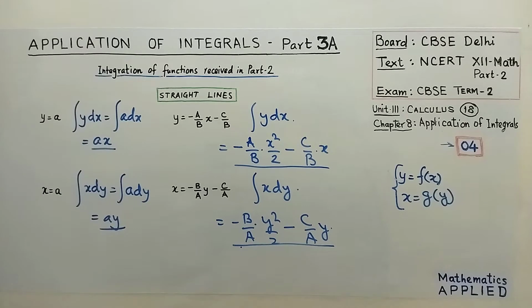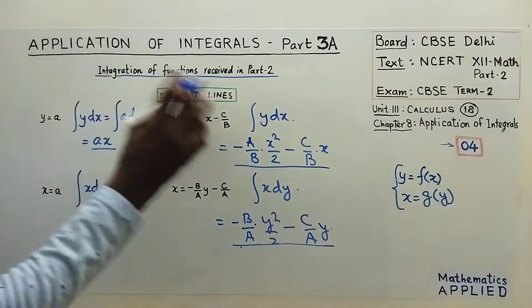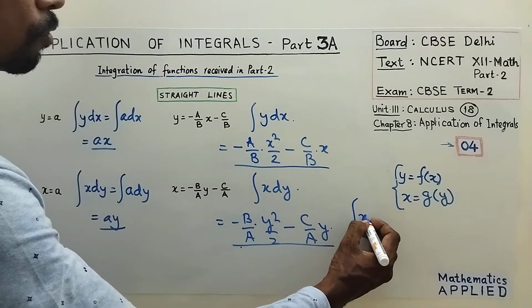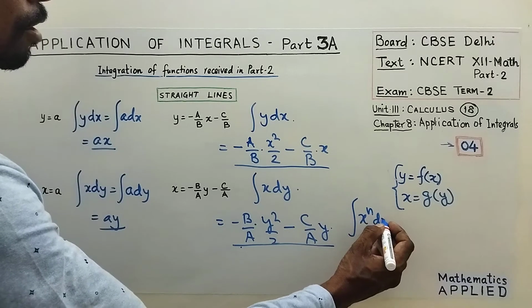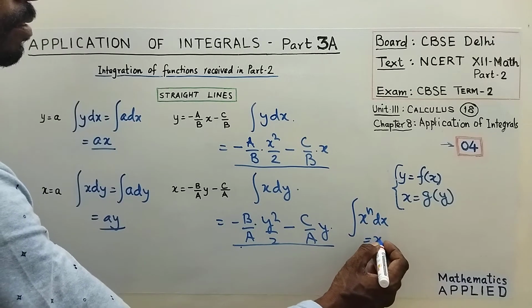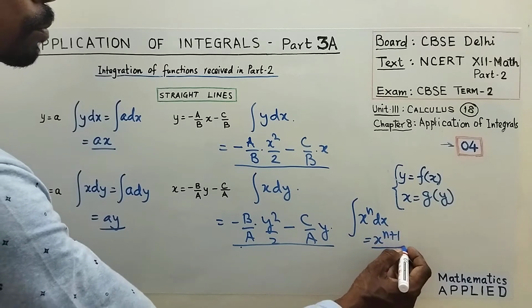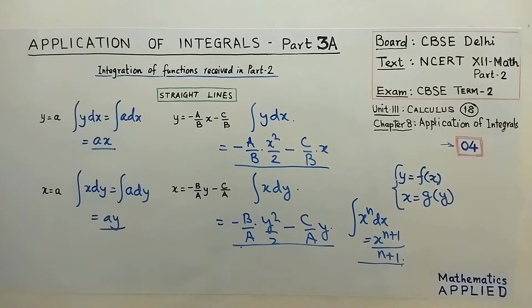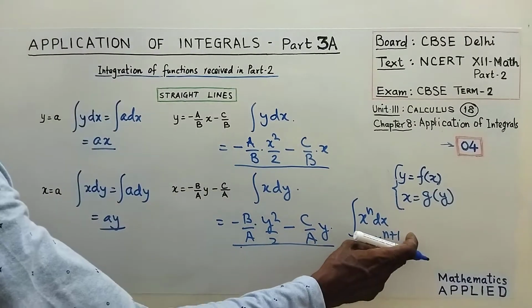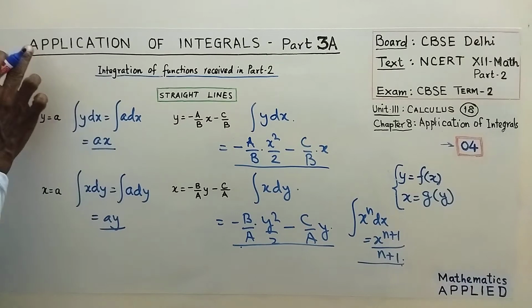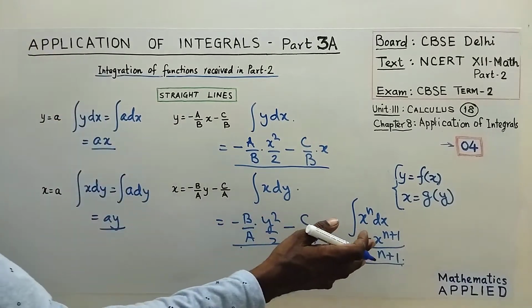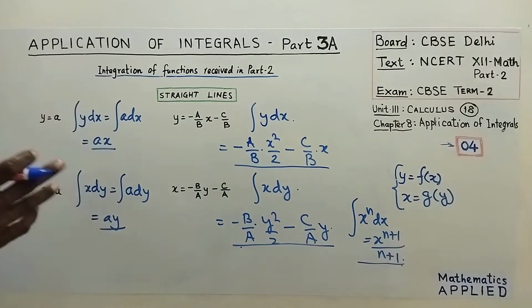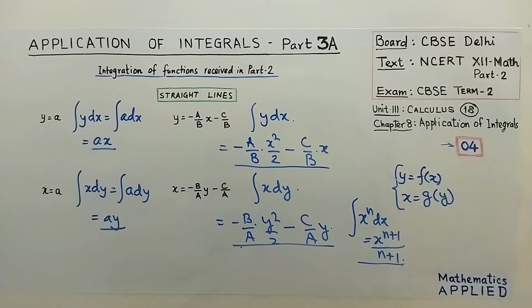Now basically, which integral have we used in all these cases? In the straight lines case, only one formula, that is integral of x power n dx, which we know is x power n plus 1 by n plus 1. This is the only relation that we have used. I am not taking the constant, because as far as application of integrals is concerned, the constant has no role here. Let's quickly go into the next, that is circles.